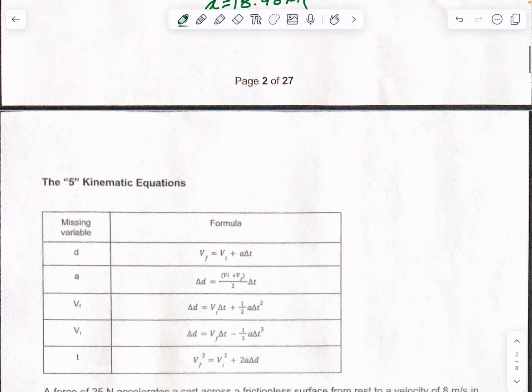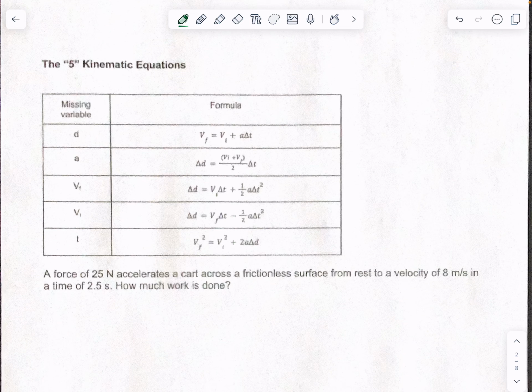Now we're going to start tacking on a little bit. Remember, our whole goal of work is work equals force times distance. If we have force and distance, then awesome, all you have to do is plug in. If you don't have one of those, then we have to find it.